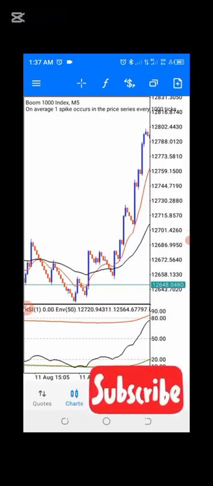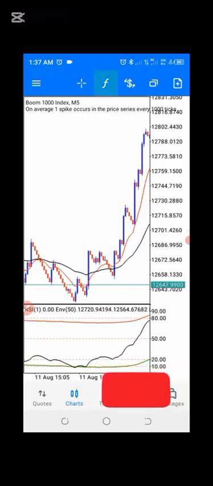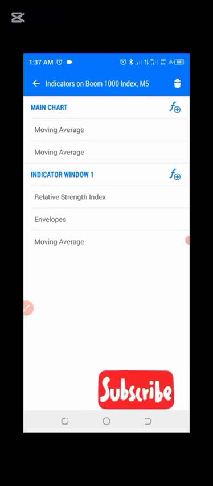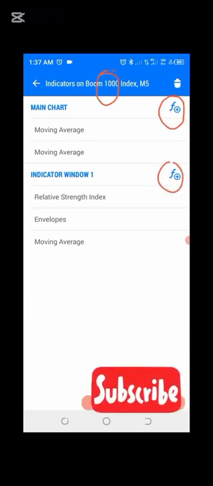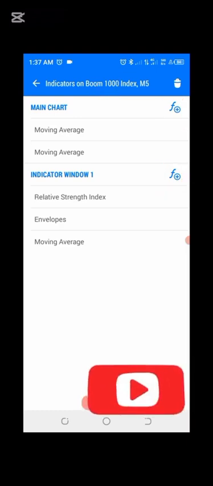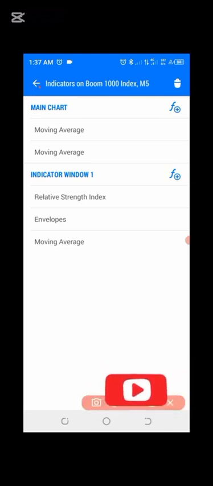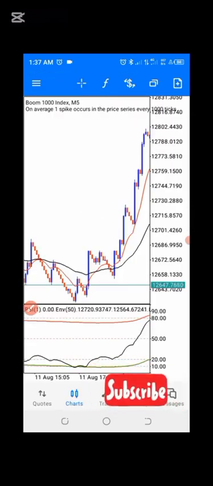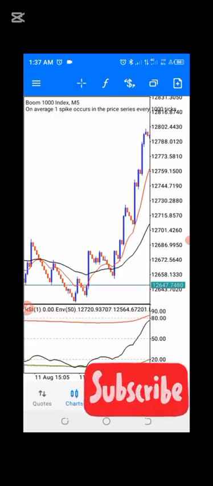Right? So the second moving average you are going to be using now is this. You click on this F plus here. Once you are done, you now look for the first indicator you had. The first indicator you are going to be adding is your RSI.